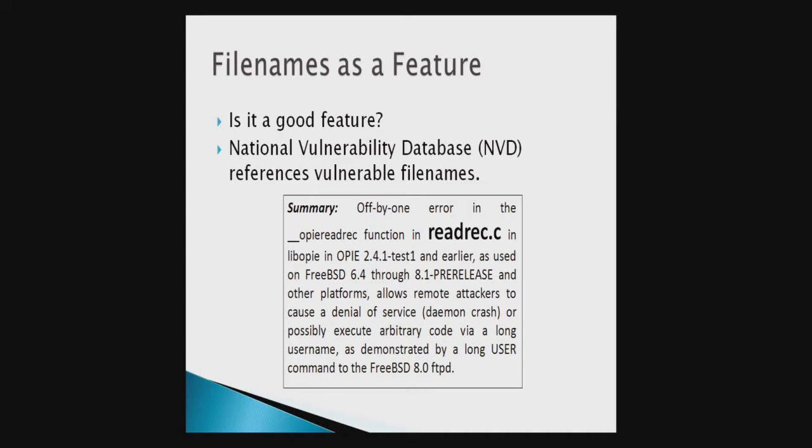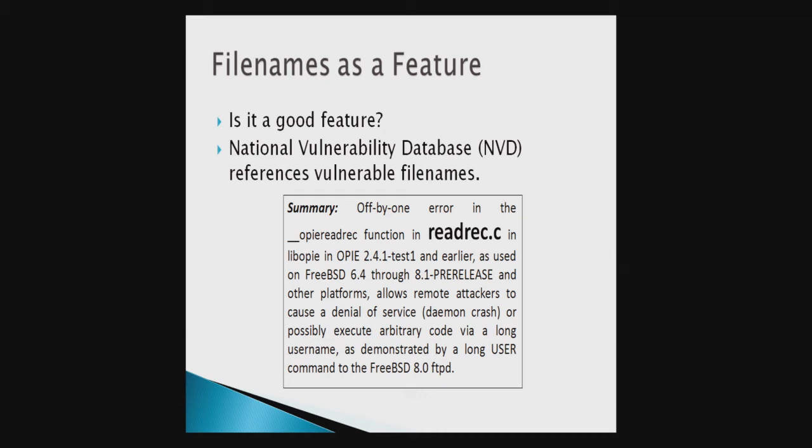File names, are they a good feature? I mean, that's an assumption that we're making in this particular presentation. So how do we know if they're a good feature? Well, the National Vulnerability Database, which stores basically advisory information for CVEs, has summaries of particular vulnerabilities, and they reference file names, vulnerable file names, in these summaries. So if we look at this particular summary, it's an off by one error in a particular function in readrec.c, which is the file name of interest.